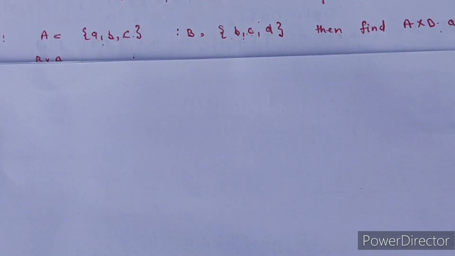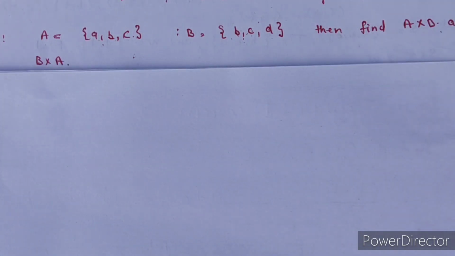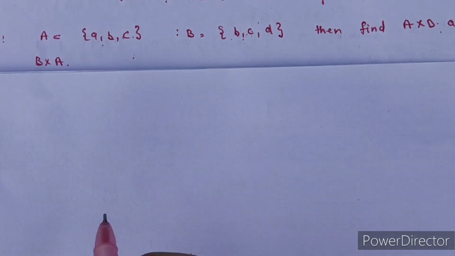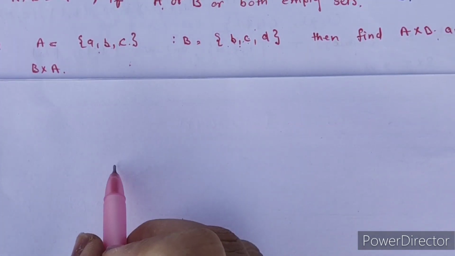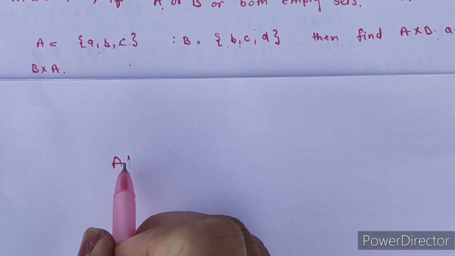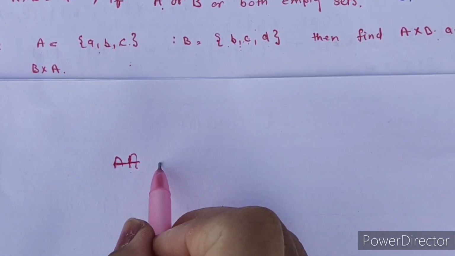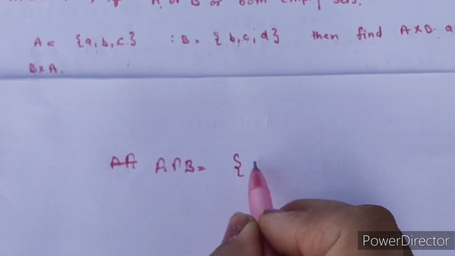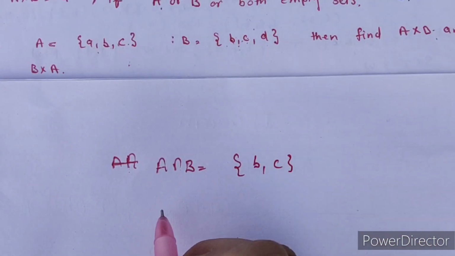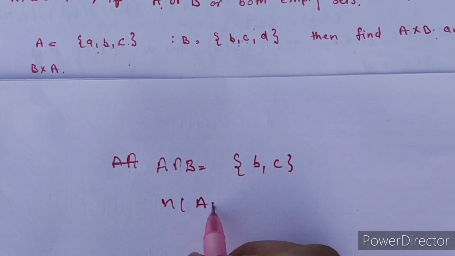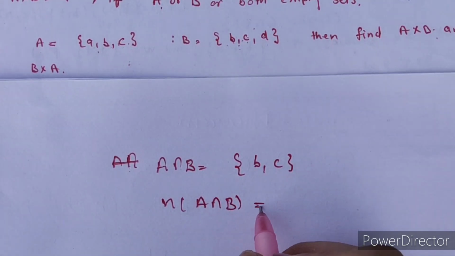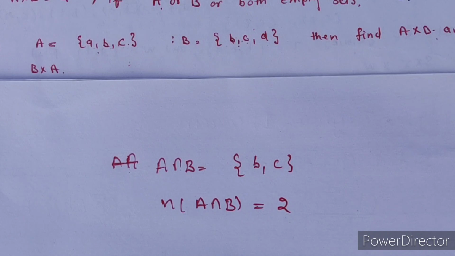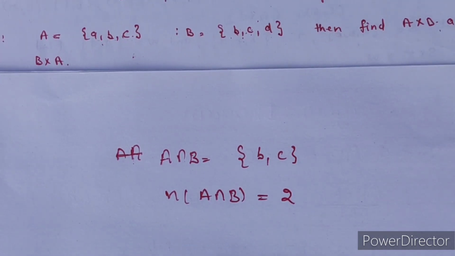So there are 2 elements common in set A and set B. That means the intersection of A and B. The intersection will contain B and C. So the number of elements in A intersection B is 2, and these are B and C.